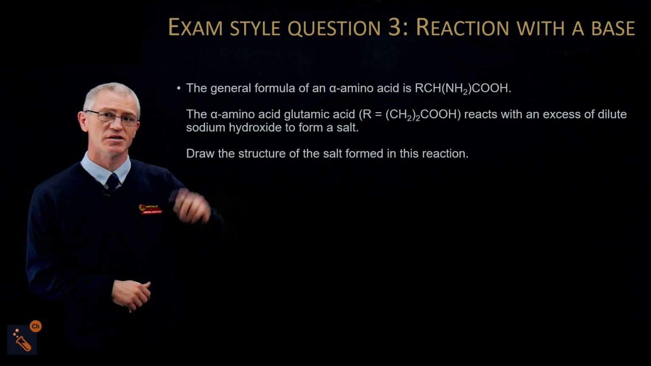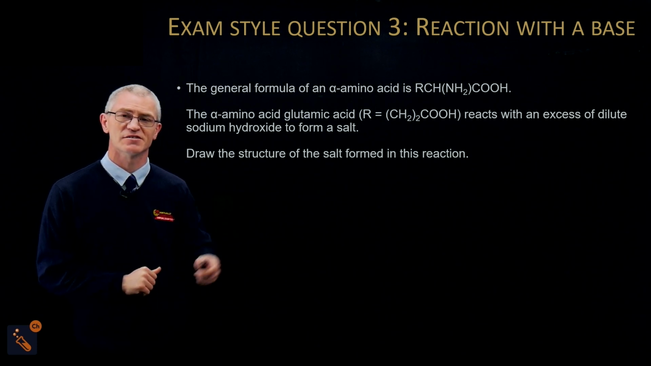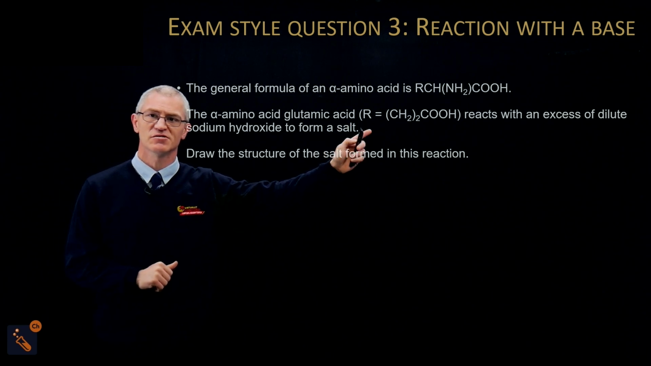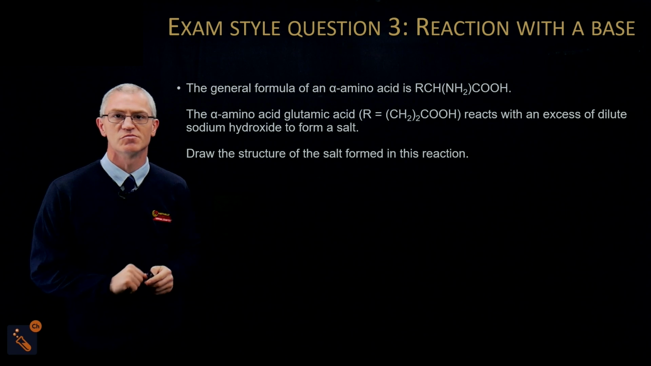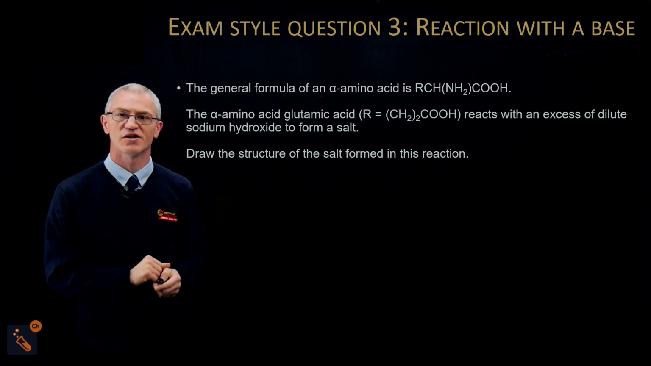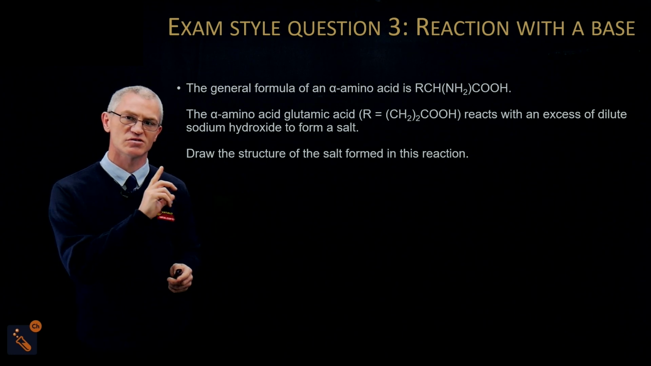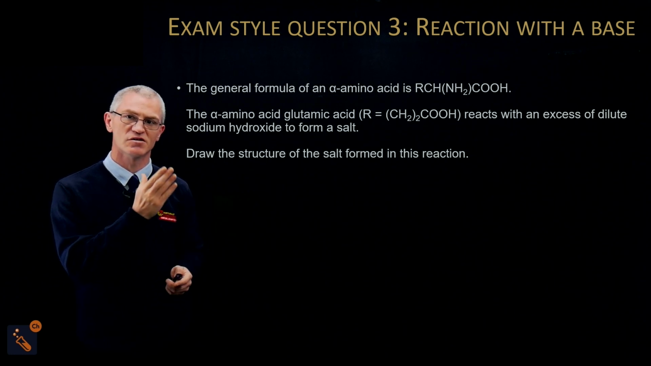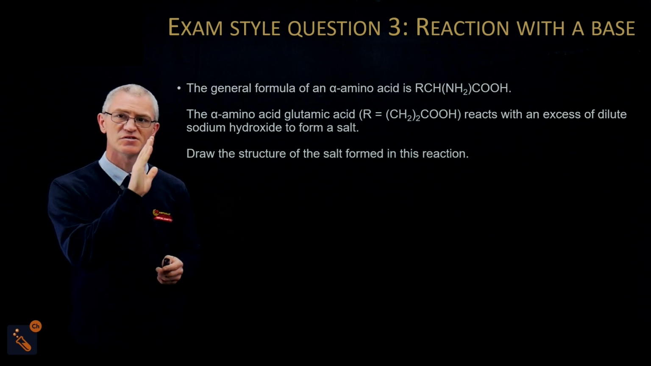The general formula is given to you in the question, then the alpha amino acid, glutamic acid. The real common thing about this is that they don't draw the amino acid, they just give you an R group and expect you to attach that R group onto your alpha amino acid base. And then we draw the structure of the salt forms. They want you to draw the salt, and they include either hydroxide or sodium hydroxide. Let's move this over to the side.